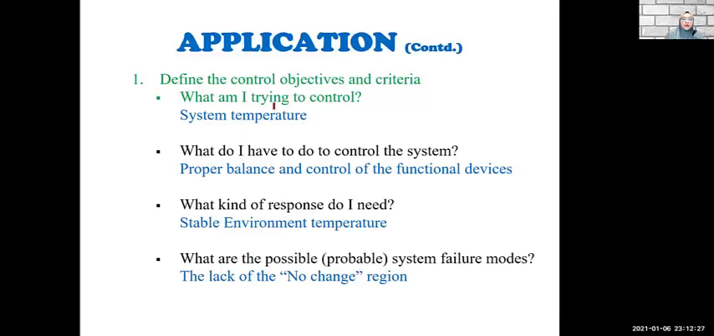What am I trying to control is system temperature. What do I have to do to control the system? Proper balance and control of functional devices. What kind of response do I need? A stable environment temperature. So that means if you want to control the air conditioner, you want to make the controller stable. So when you set the temperature, you can see that the temperature may be reduced, and then it can stabilize very fast.